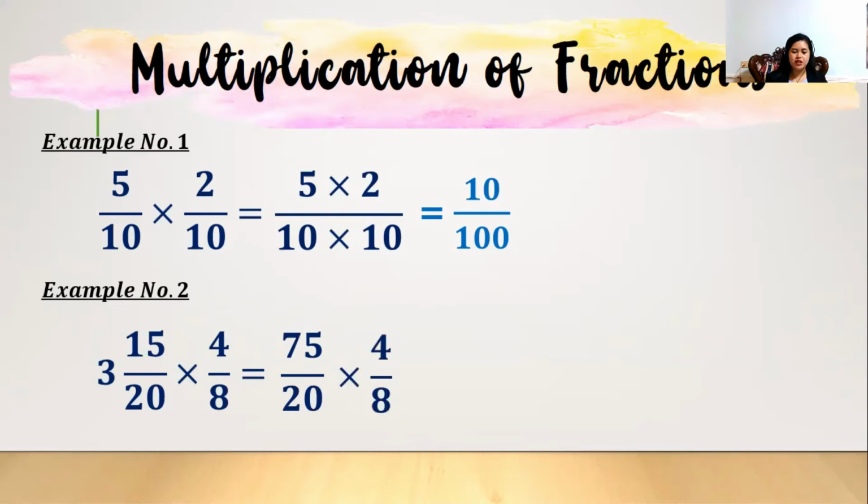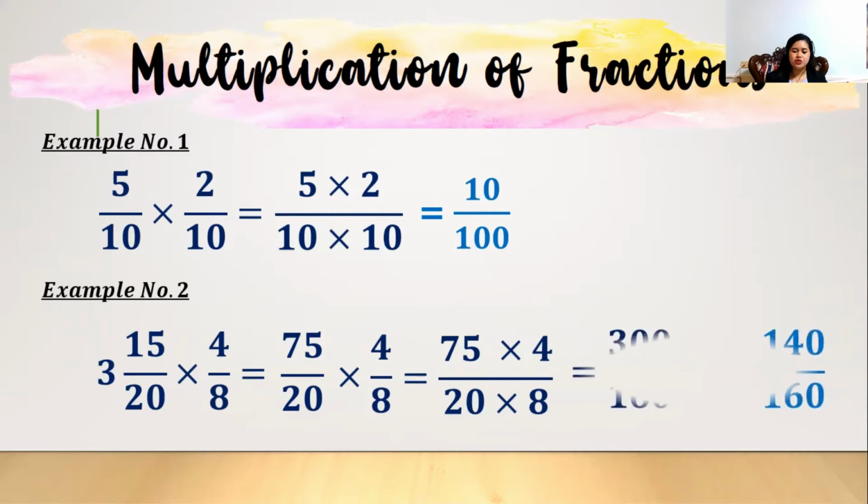Then we copy the remaining fraction, which is 4 over 8. Now we have an improper fraction and a proper fraction, so we can identify the numerators and denominators of both fractions. Then we can perform the operation, which is multiplication. We multiply 75 times 4, and 20 times 8: numerator times numerator, denominator times denominator. Our product is 75 times 4, that is 300, over 20 times 8, that is 160.